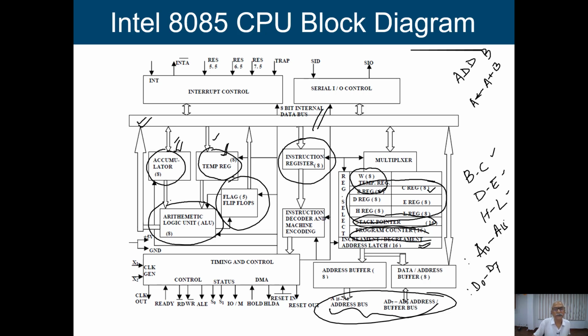Now we have an idea of that information, and along with that we have this instruction register. When we fetch the instruction, we place it in the instruction register, then that will be given as an input to the instruction decoder and machine encoding. So this is basically the control part of the control unit, and after that this information will be used by the timing and control unit. It will be used by the interrupt control. It will be used by the serial IO control. So these are basically part of my control unit.